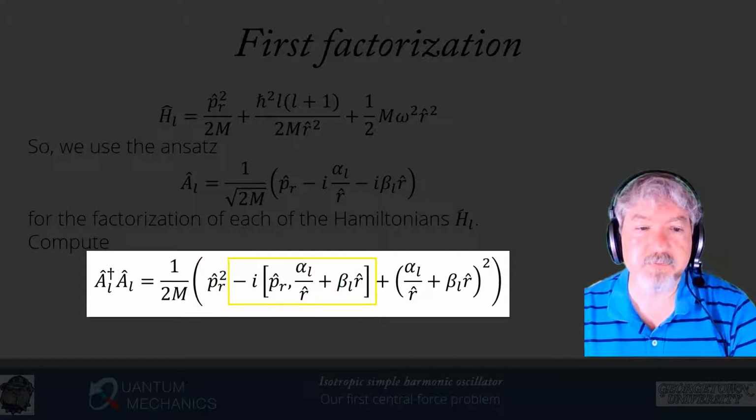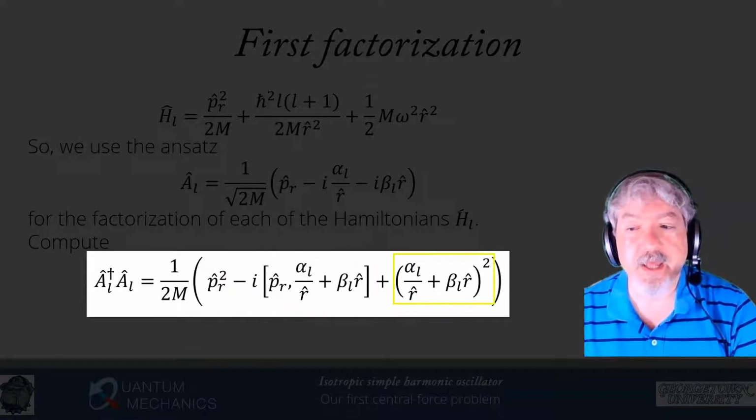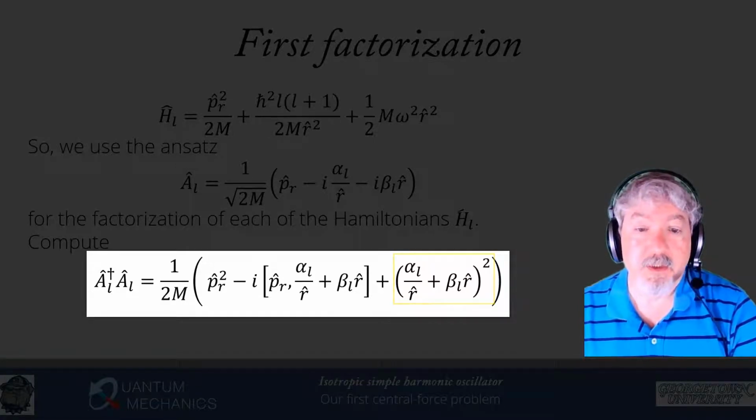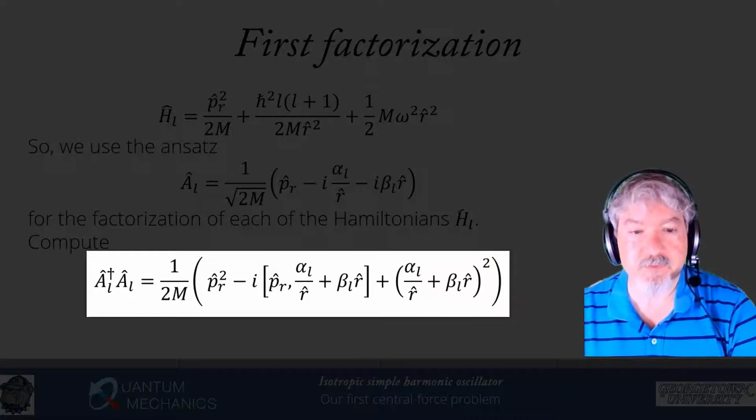The cross terms give me minus i PR, the commutator of PR with alpha L over R hat plus beta L times R hat. And then we have the square of the superpotential term, and that's going to give me an alpha L over R hat plus beta L times R hat quantity squared. So now we have to go ahead and work out what each of those different terms are.